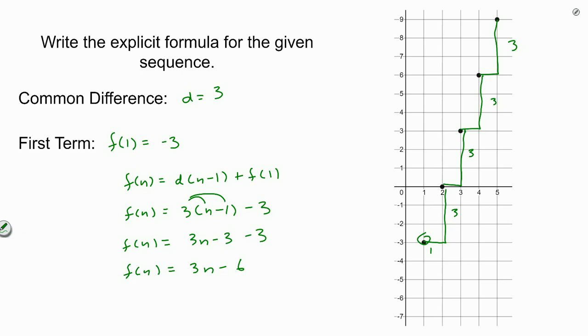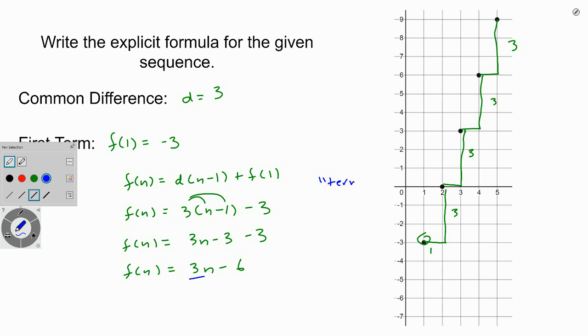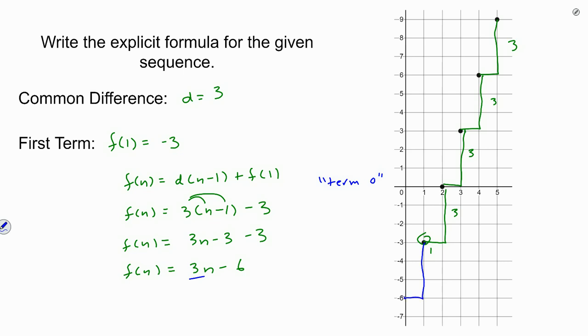Now, again, we know that the 3 comes from the fact that we're adding 3 every time in our sequence. We saw that in the pattern. But again, if I were to find this quote-unquote term 0, if I were to back it up 1, I will go down 3 over 1. Well, hey, there's -6 again, which shows up here. Useful.